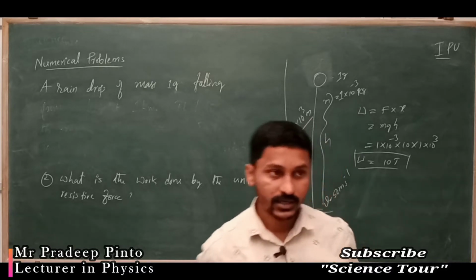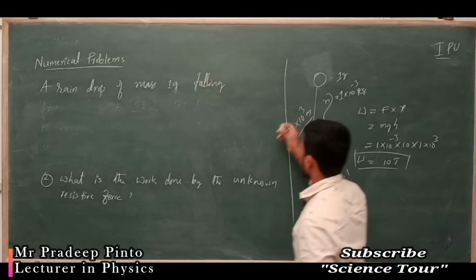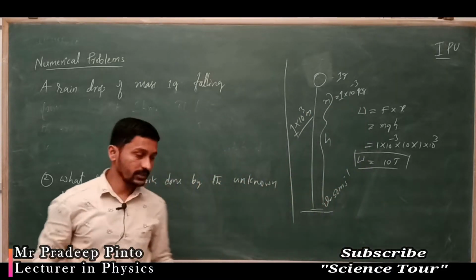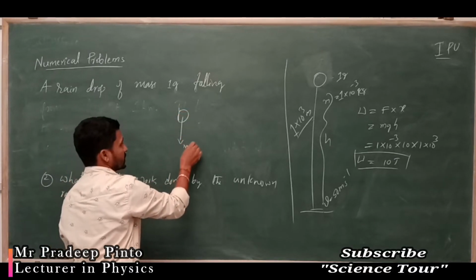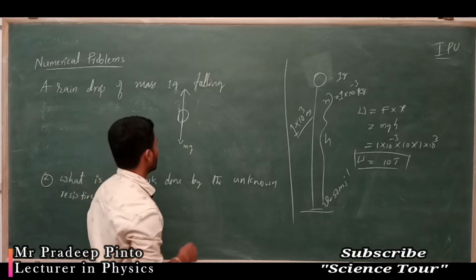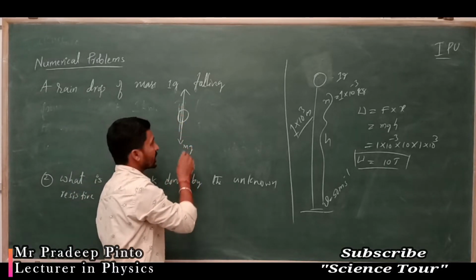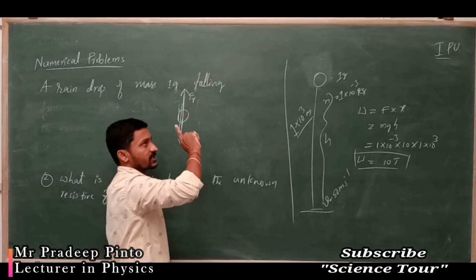Why? Because of that resistive force. If I show it in the diagram, in this way we can talk. So for the raindrop, mg is this force, and this is the resistive force, because when the velocity goes on increasing, this resistive force goes on increasing.